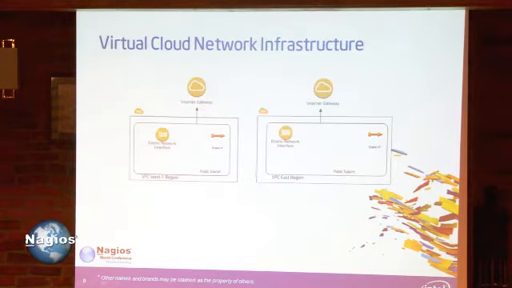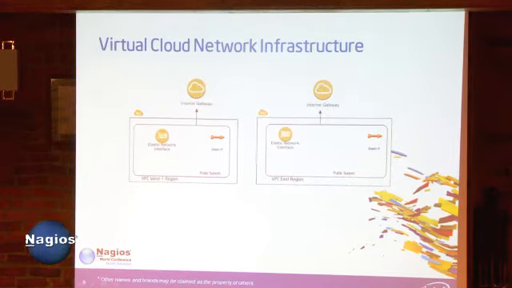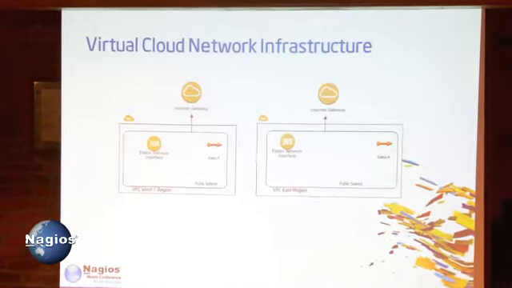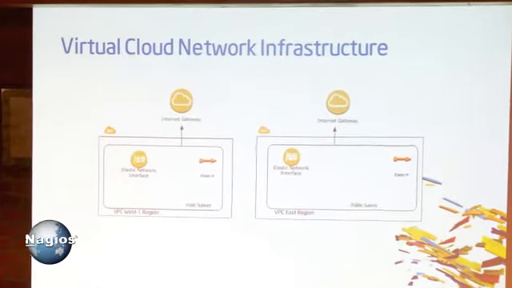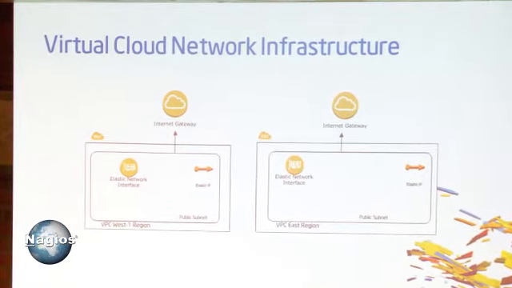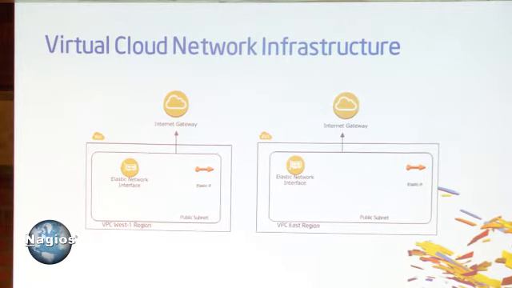This is how it looks at first. Basically, you have two regions, one on west, one on east, and you have a public subnet for each region. We're putting in an elastic network interface that will have an elastic IP that will communicate between both regions. And you have an internet gateway so that all the instances that are here can go out to the internet.